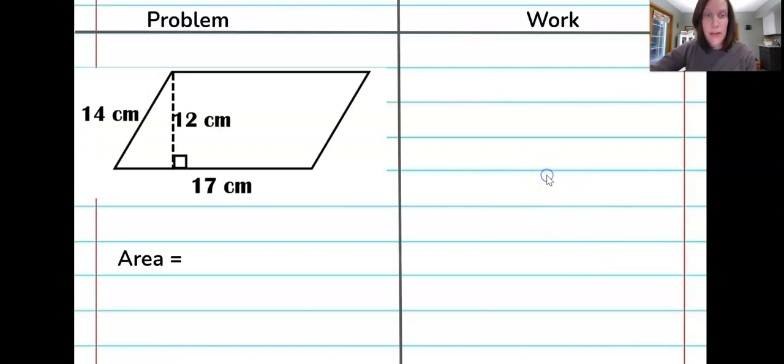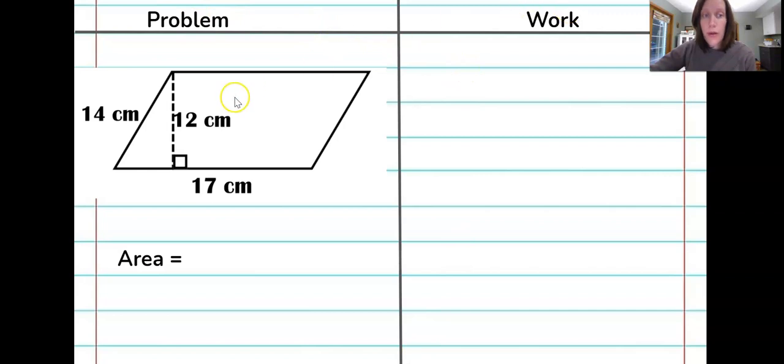So now it's going to be your turn to do a couple in your notebook with me. So pause the video, get out your math notebook, open up your table of contents, and write what you see right here. Now that you have it written in your table of contents, go ahead and open up to your next blank page. And you're going to need to write problem and work and draw your line down the middle.